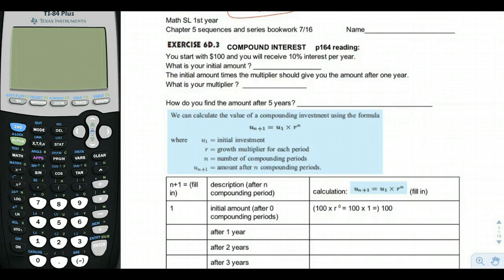Page 7 and 8 of SEQS is a series bookwork. We're going to talk about compound interest on this page. So on page 164 reading, we start with $100 and you receive 10% interest per year. What is your initial amount?